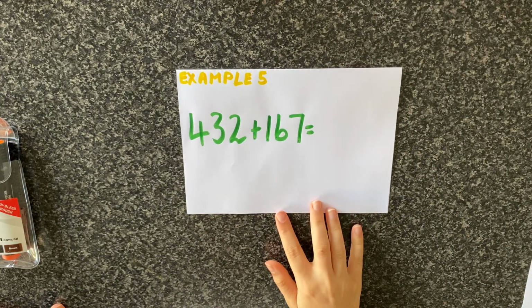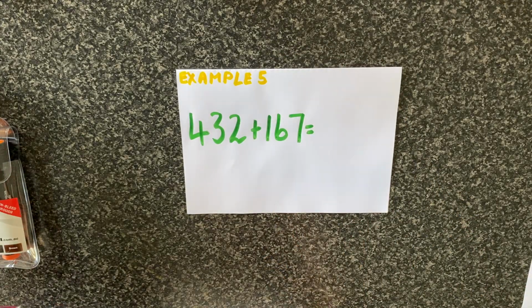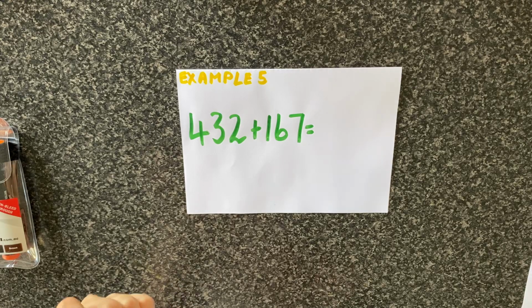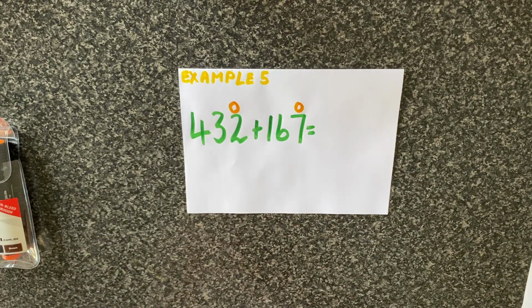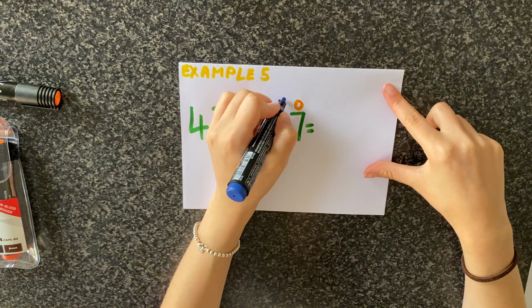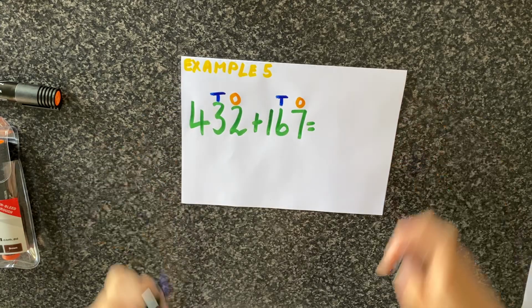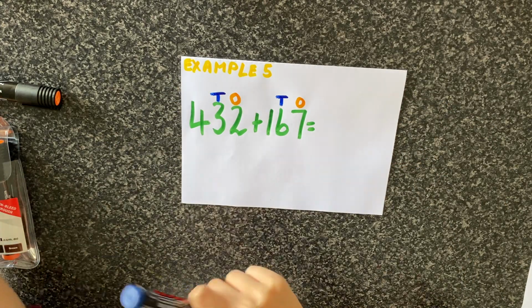All right, we've got one more example to do, and it's a little bit of a challenge, this one. We've got two 3-digit numbers. I'm going to label once again. I'm going to label my ones. My 7 and my 2 are both in the ones. I'm going to label my tens. I'm going to put a little T above them. And this time, I have to label my hundreds.